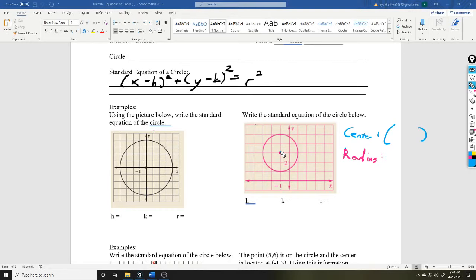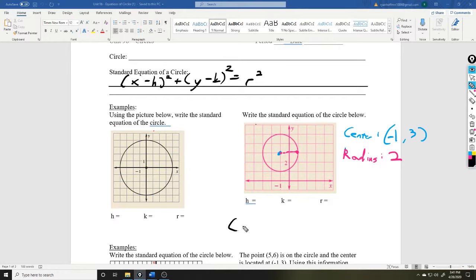Center's right here. So that's at -1 for the x-coordinate and up to 1, 2, 3 for the y-coordinate. -1, 3. And then our radius is our distance that we're fixing. And so our distance out from the center is 1, 2. And we hit a point on the circle. So our radius here is 2.